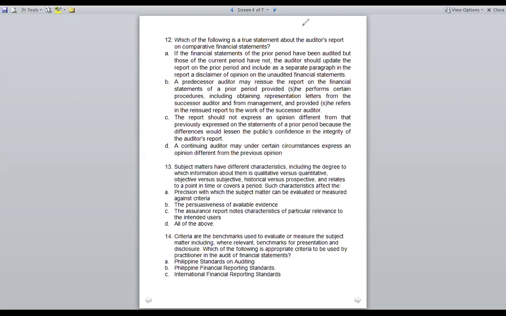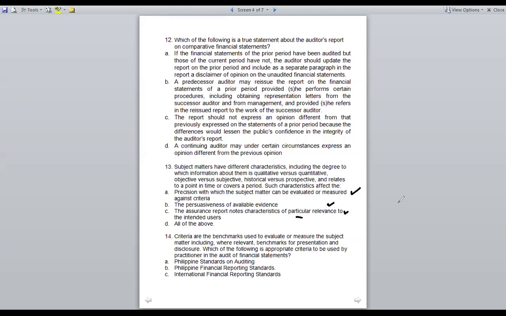Let me just check. Guys, hopefully you can still hear me. Okay? So subject matters have different characteristics, including the degree to which information about them is qualitative versus quantitative, objectivity versus subjectivity, historical versus prospective, and relates to a point in time or covers a period. Such characteristics affect the precision with which the subject matter can be evaluated or measured against criteria, the persuasiveness of available evidence, and the assurance report notes characteristics of particular relevance to intended users.